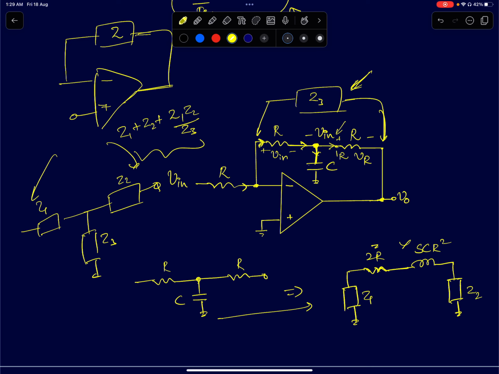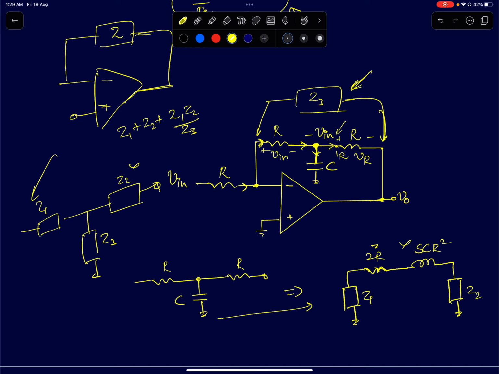All my exams in my university are open book, meaning you can carry any book you want to. So generally I assume that these results are known. You can just look into a book and you'll find this result. You can derive it as well, but we can use this result. If you use this result, the problem becomes very simple.